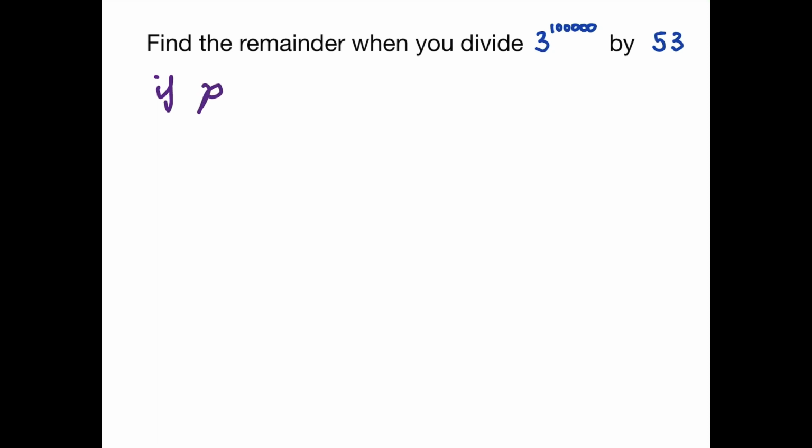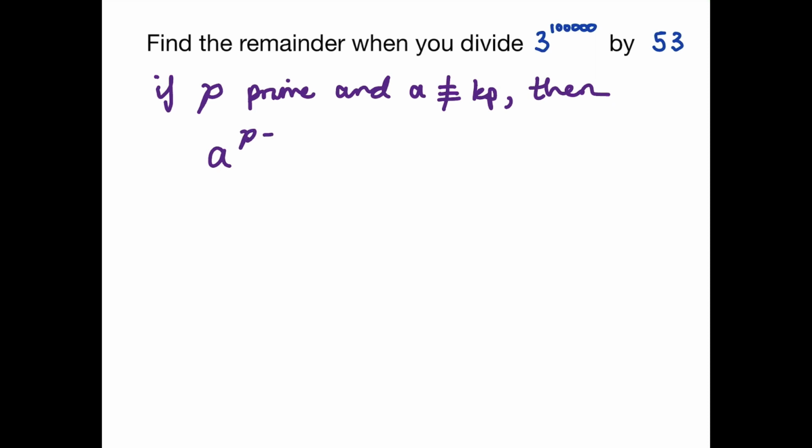If P is a prime number, and A isn't a multiple of P, then we get this result: A to the P minus 1 is congruent to 1 mod P. Please see a previous video of mine where I actually proved the statement.